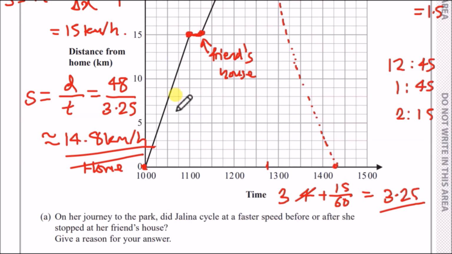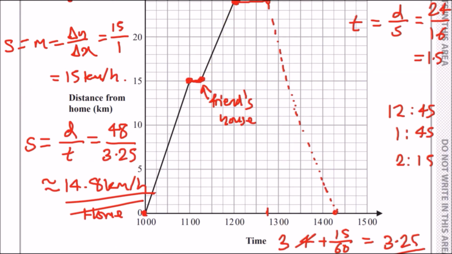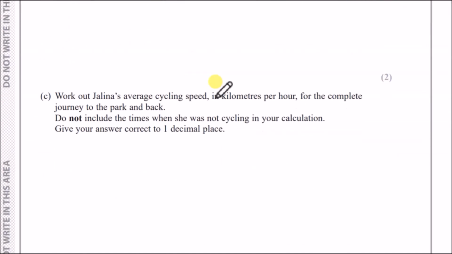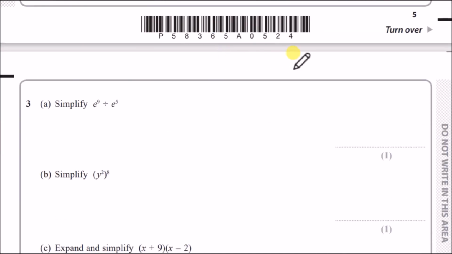Because she started kind of like at 15 over here, dropped to 12, and went to 16. So the answer has to kind of fall somewhere between those numbers. But yeah, that's number 2 done. So let's move on to 3.